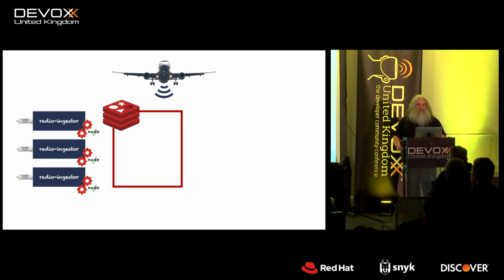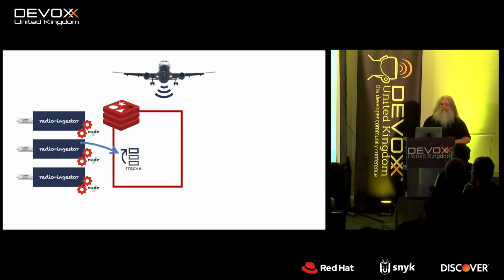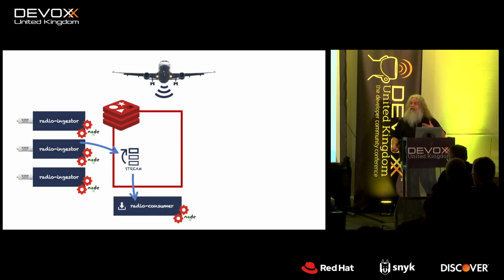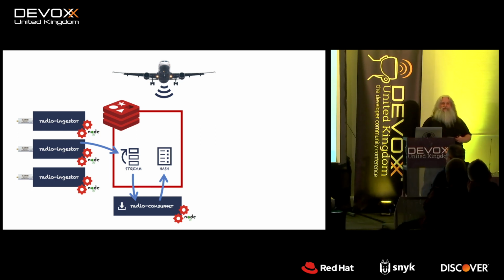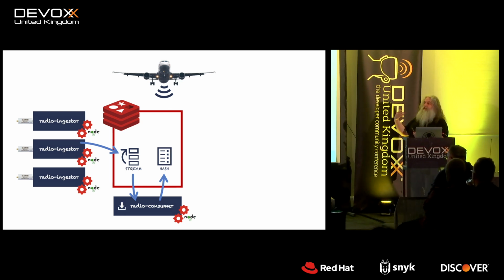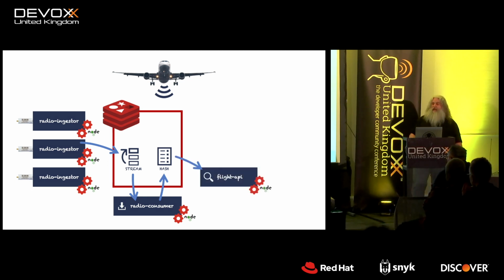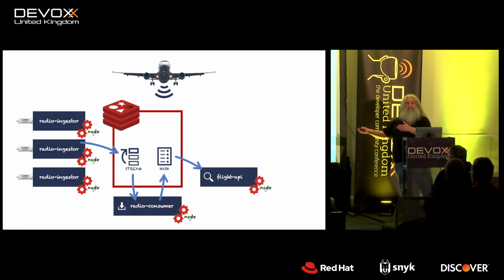So the radio ingester shoves these into Redis, into a stream. I have a radio consumer which consumes that stream and then populates hashes in Redis that show the most recent information on that particular flight. So its most recent location, its most recent altitude, etc. I have a flight API that then exposes that information in a simple REST API.